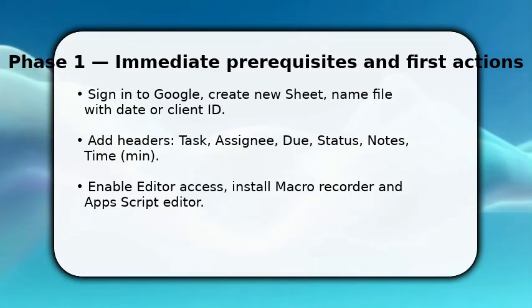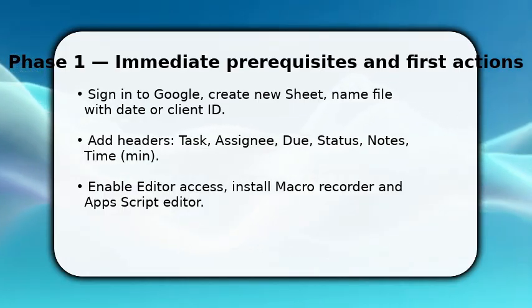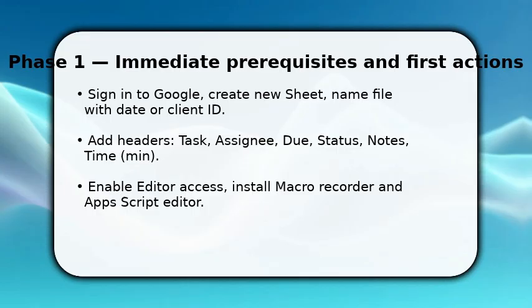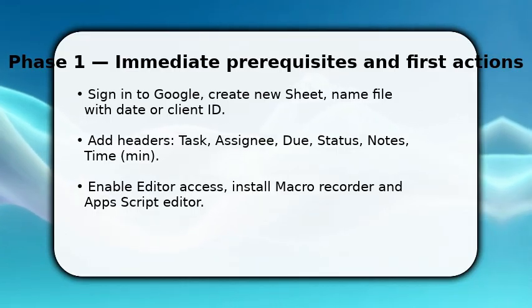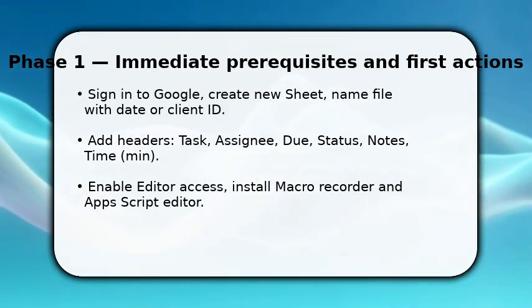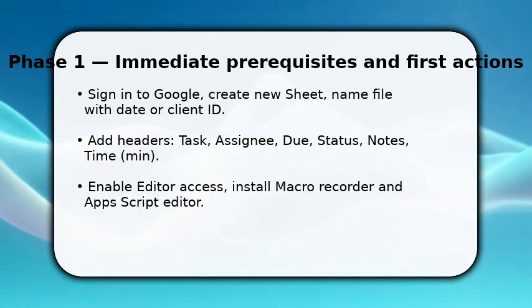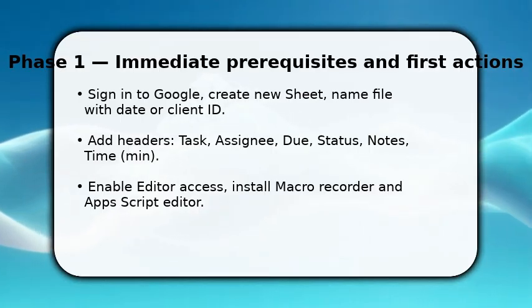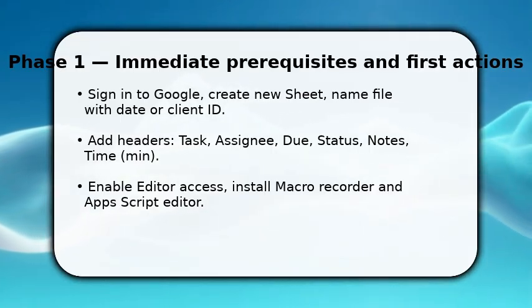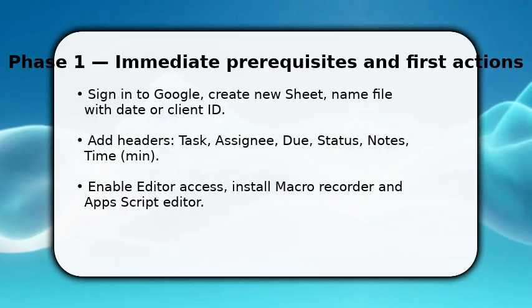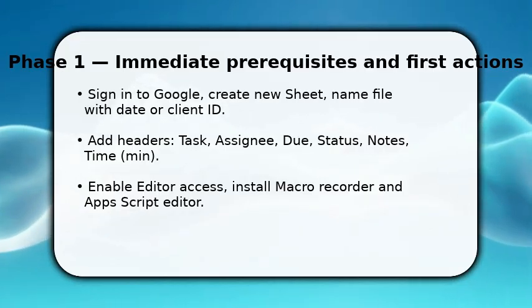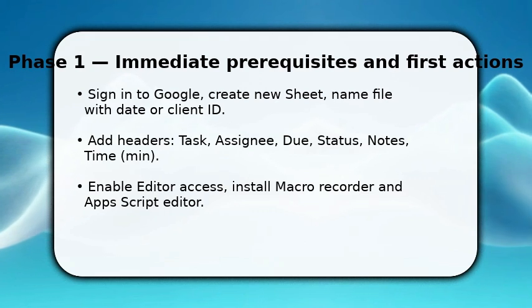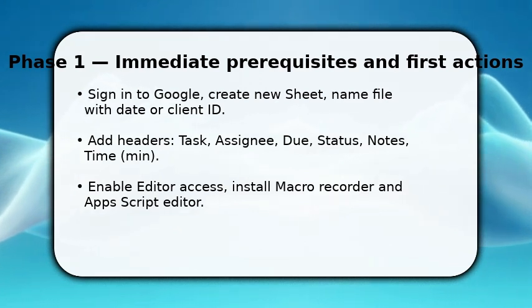You begin by making a focused workspace. Sign in and create a sheet titled for the client or week. Once done, add essential headers: task, assignee, due, status, notes, time. Make sure to install or enable the macro recorder and open the app's script editor now, because automation will save time. Grant editor access to any teammates and lock view-only ranges for safety. This first step sets the structure, so your sheet behaves like a reliable virtual assistant from day one.